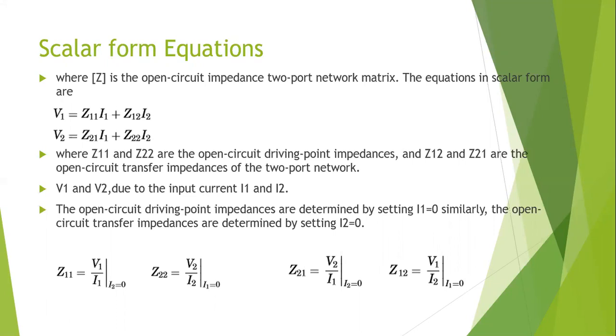By substituting I1 equal to 0 and I2 equal to 0 in the above equation, we get the results. Z11 equals V1 divided by I1 where I2 equals 0. Z22 equals V2 divided by I2 where I1 equals 0. Z21 is equal to V2 by I1 where I2 equals 0. Z12 equals V1 divided by I2 where I1 equals 0.